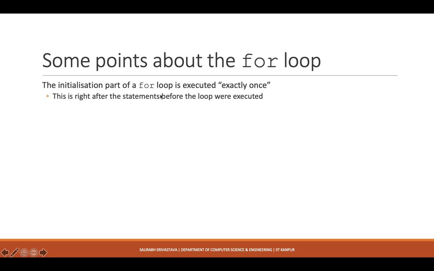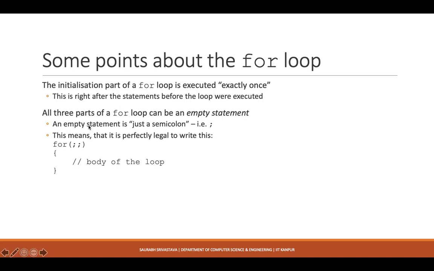The initialization part of a for loop is executed exactly once. This I told you. So right after the previous statements were executed, the initialization is executed. That is only once. Now all three parts of the for loop can actually be an empty statement. So what is an empty statement? An empty statement in C is simply a semicolon.